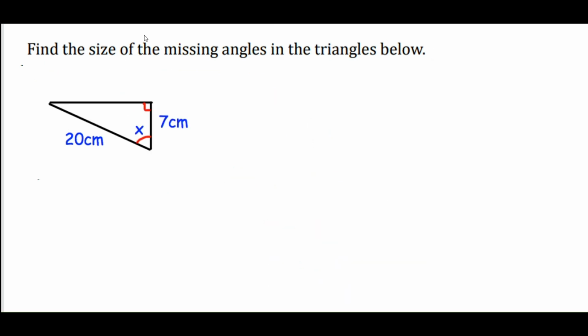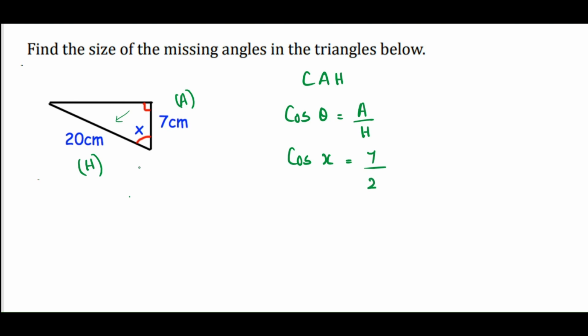Now here's another question where we take a look at the angle. And so, as always, we start by labeling our sides. So opposite our right angle, we have our hypotenuse, and we have our adjacent side next to our angle. So since we know that, we can use cos theta is equal to adjacent over hypotenuse, and we substitute our values. So cos of x is equal to 7 over 20. So x is equal to cos inverse of 7 over 20.